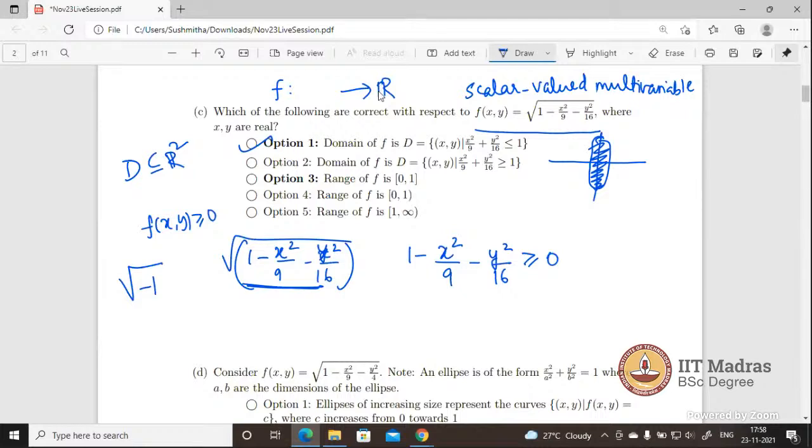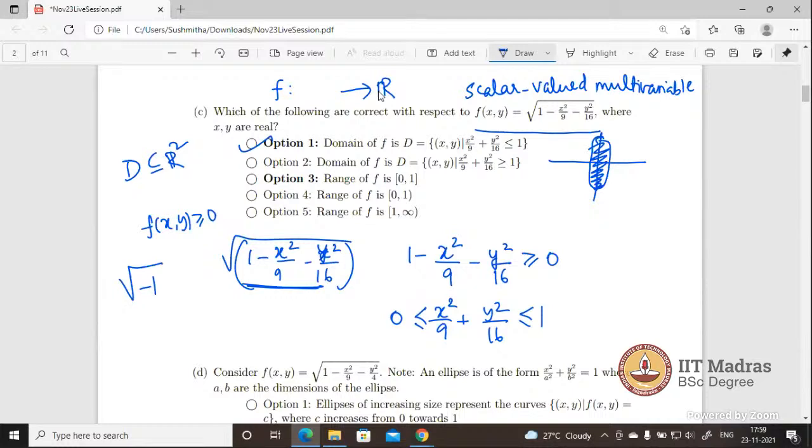Ma'am, 0 to 1. Why is it 0 to 1? Because we are defining the x squared by 9 plus y squared by 16 part to be less than or equal to 1. So the maximum value this function can take is 1. Okay, x squared by 9 plus y squared by 16 is always greater than or equal to 0, right? Because both are non-negative numbers. X squared is greater than or equal to 0, y squared is greater than or equal to 0. So the sum is greater than or equal to 0 and less than or equal to 1.